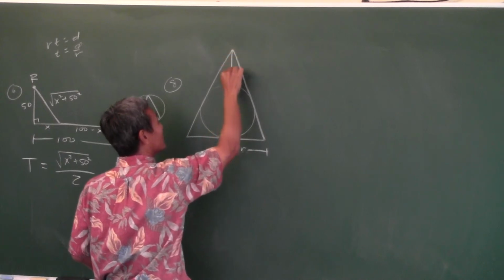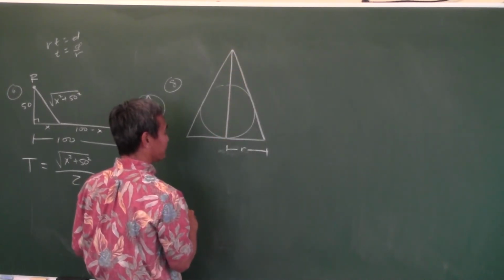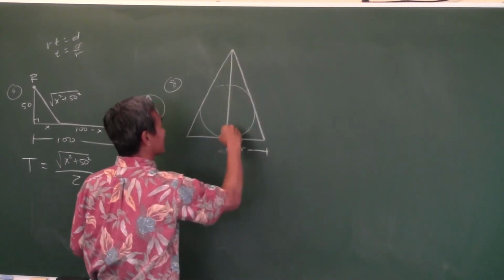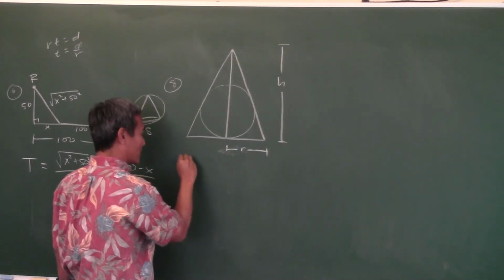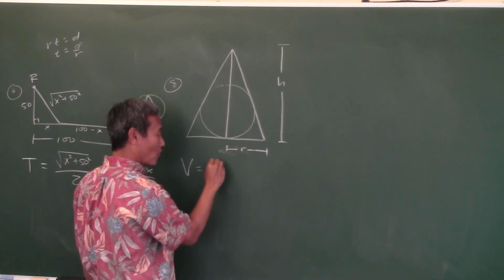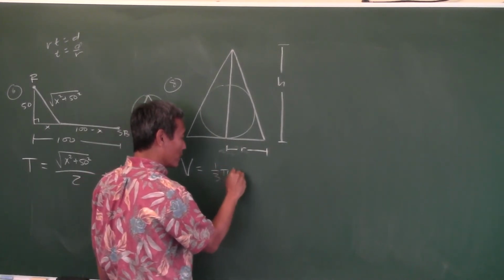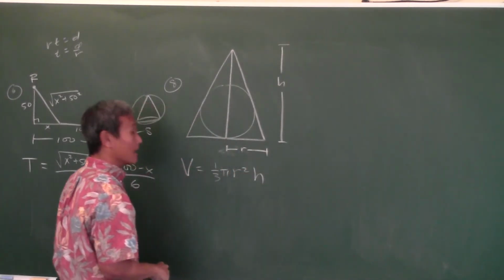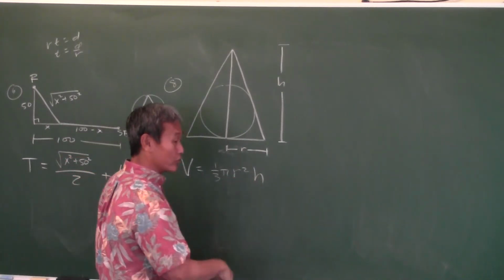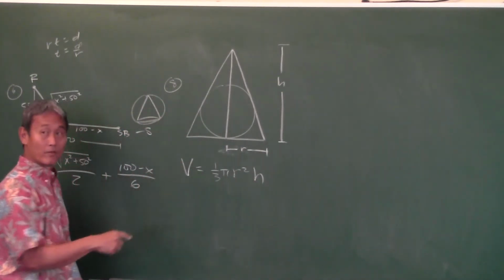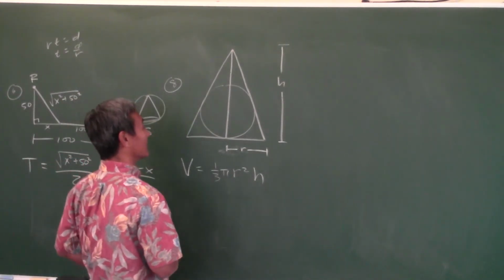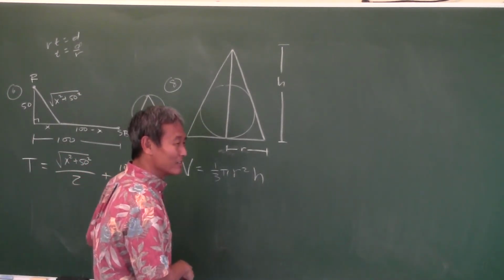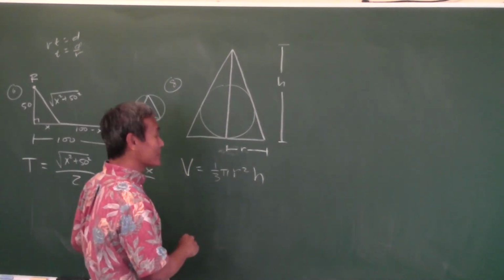Now, what do you need to know to find the volume of a cone? You need to know the radius and the height. Let's just call this h over there. So what is the volume of a cone again? 1/3 pi r squared h. But again, we have 2 variables. You need another equation to get rid of one of those variables. What do you think that equation is? Probably you're going to use similar triangles.